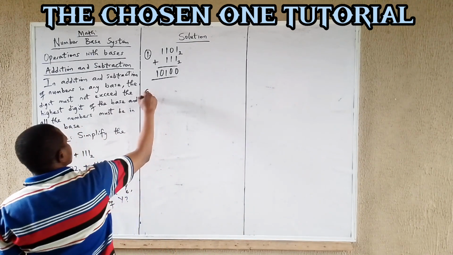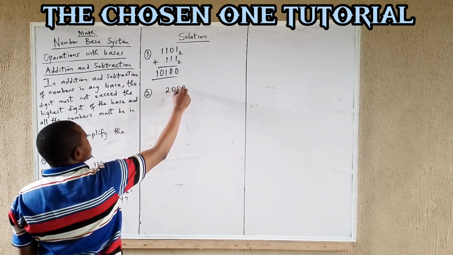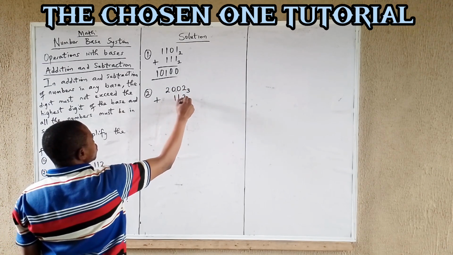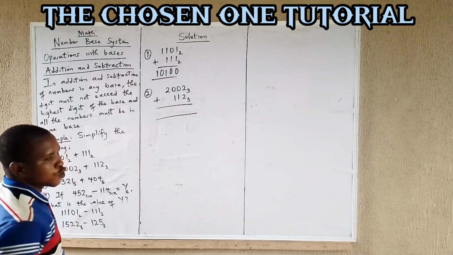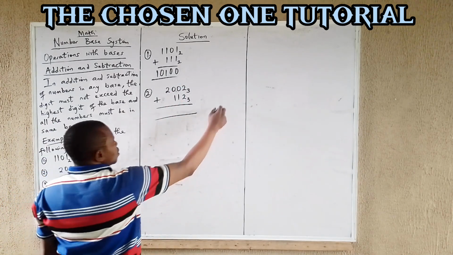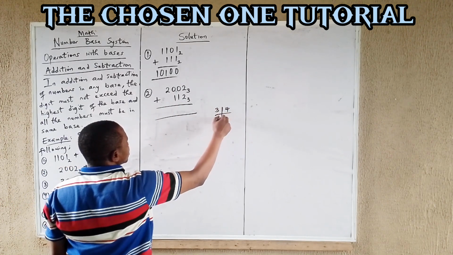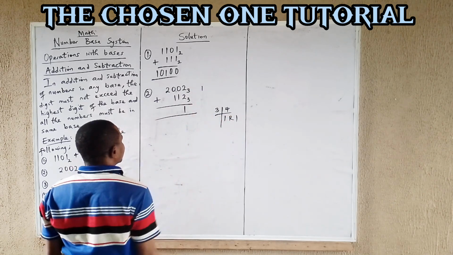Number 2, we have 2002 base 3 plus 112 base 3. 2 plus 2, that will give us 4. So we are going to express 4 in base 3. That will be 1 remainder 1. So we are going to write 1 and keep 1.